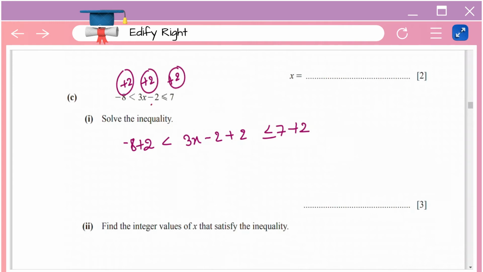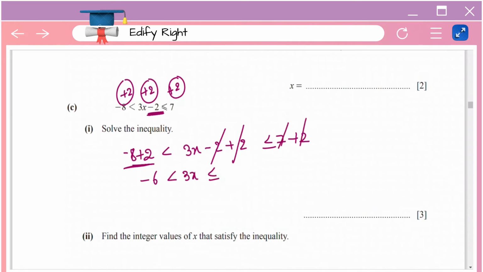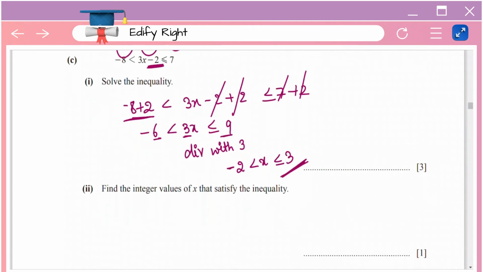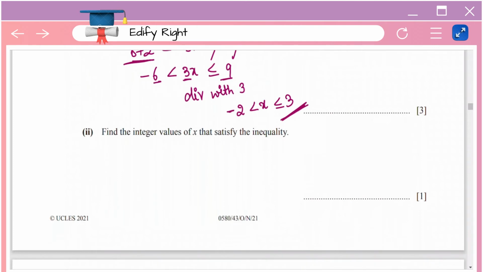Why am I doing that? Because my aim is to cancel out this minus 2 in the middle here. So this gets cancelled. Minus 8 plus 2 is minus 6, less than 3x, less than or equal to 7 plus 2 is 9. Now here all of these are multiples of 3, so we can divide each of these by 3. So we get minus 2 less than x less than or equal to 3. So that is how you solve this inequality.